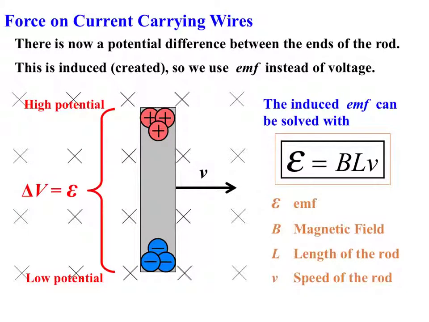Again, this is induced or created, so we're going to call it EMF instead of voltage. And we can solve for this EMF by using this new equation, where this sigma is our EMF. Again, remember we used it in terms of a battery. B is magnetic field, L is the length of this rod, and V is the speed of the rod.